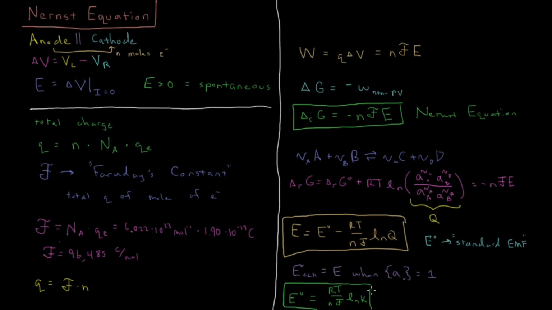Because whenever Q equals K, then we're consistent with our standard EMF there, just like when all of our activities here are equal to the equilibrium constant, then we're at equilibrium, and delta G is equal to minus RT ln K. So delta G being equal to minus RT ln K, our standard EMF, E naught, is equal to RT over nF ln K.